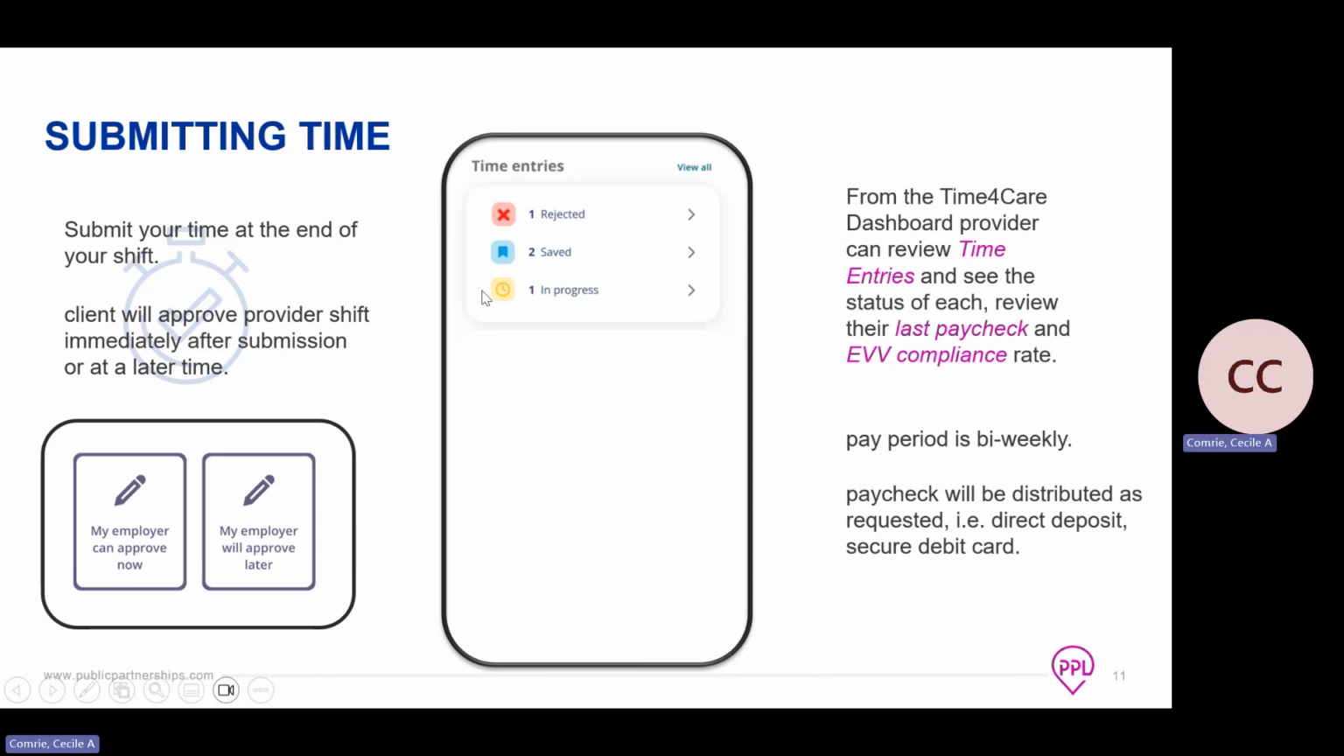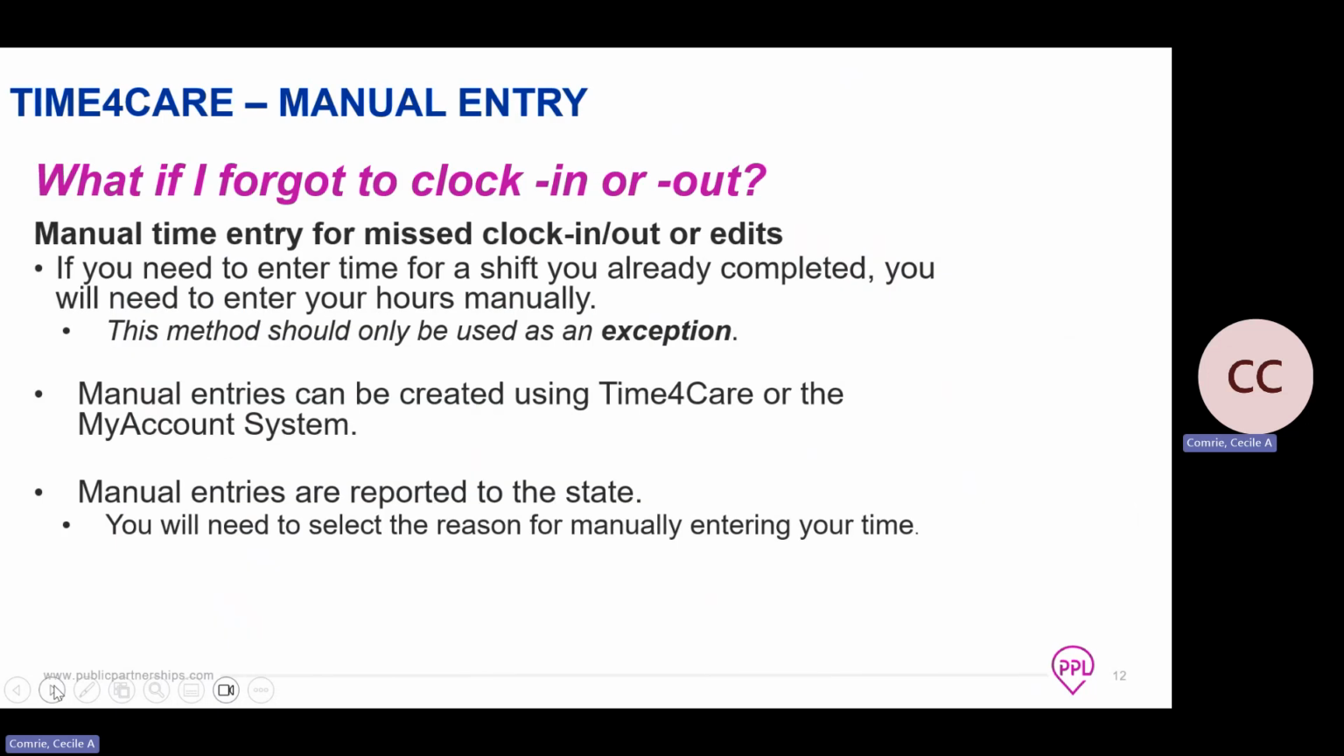Again, when you're looking at this, you can see your time entries, what's rejected so that you can go in and fix it. If you have any saved, and sometimes they're saved because you want to take a look at them again, or if you are currently logged in, it'll say in progress. You're also able to see that last check. And again, that dial, that yellow, red, or green dial telling you where you are with your compliance for your shifts. And again, we want to make sure that we're having those perfect shifts.